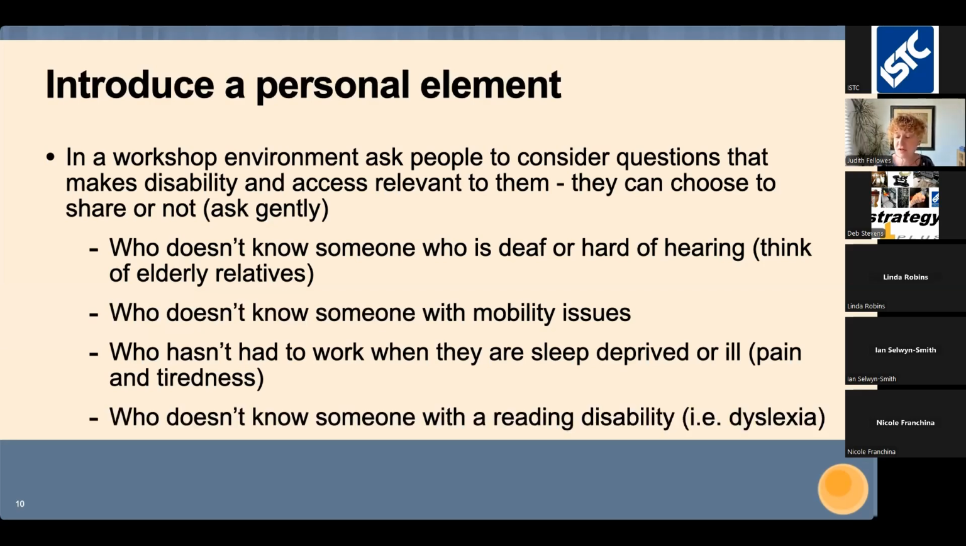And also, who doesn't know somebody with a reading disability? So this might be in schools. More children are getting diagnosed, so the likelihood is if you've got a child of school age, they will have somebody in the class, or it might just be somebody older who tends to avoid reading and writing, perhaps can't spell very well.